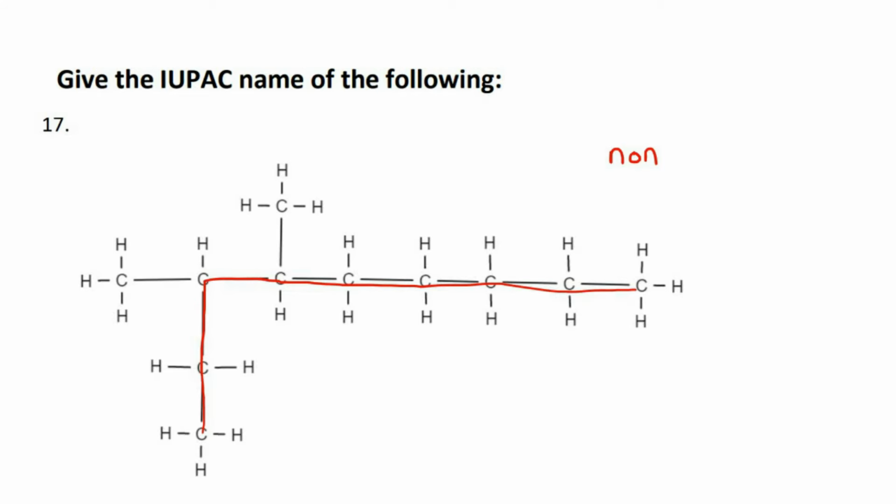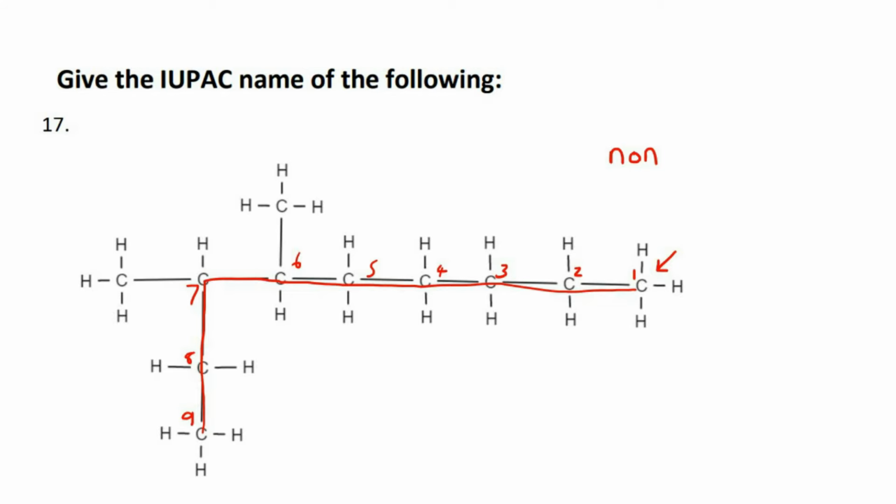Now, we need to decide whether we are going to name this molecule from this side or from over here. Now, you can't just choose whatever you feel like. There's actually a specific way we determine this. If you had to start on this side, then this would be carbon 1, 2, 3, 4, 5, 6, 7, 8, and 9.